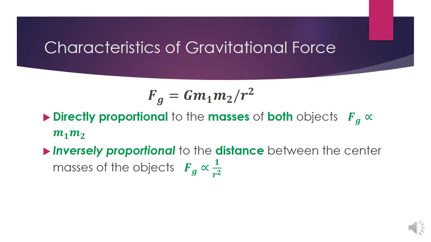Characteristics of gravitational force, just a quick review. Remember that with this equation, mass and force are directly proportional. So that's what this symbol here means. They're directly proportional. So if one goes up, the other goes up. One goes down, the other goes down. Distance and force, however, are inversely proportional. So if one goes up, the other goes down. So the further you are from something, the higher the distance, the less force you are exerting on it. The lower the distance, or the closer you are to something, the higher the force you are exerting on it.